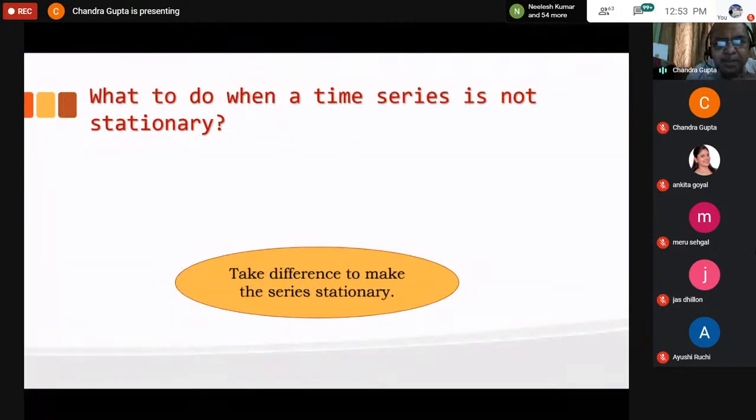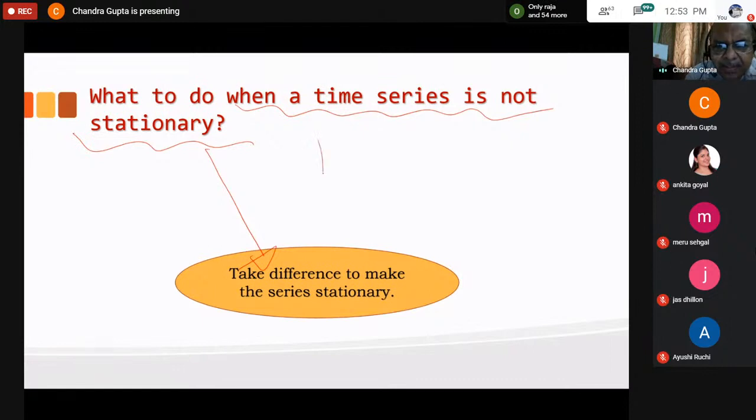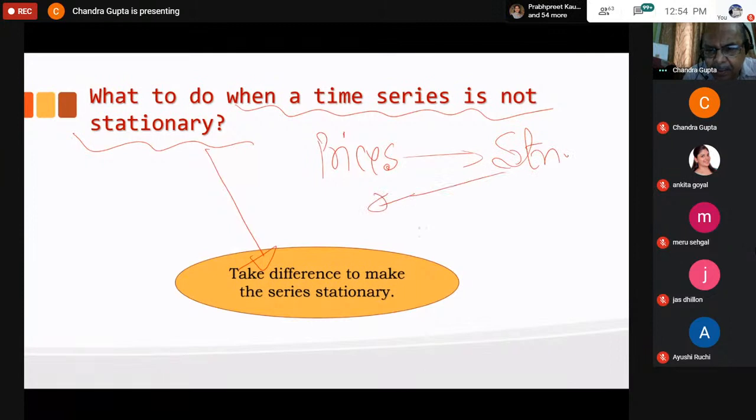So what to do when a time series is not stationary? When a time series is not stationary, make it stationary by taking the difference of the series. Like here, we have taken prices, and I can make it stationary by taking the difference between prices of period t minus prices of period t minus 1.